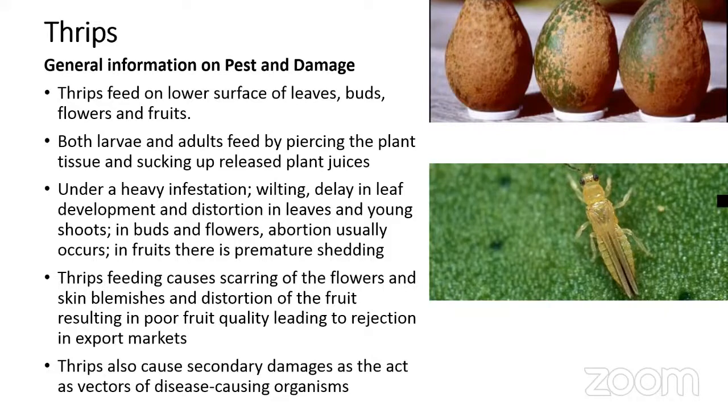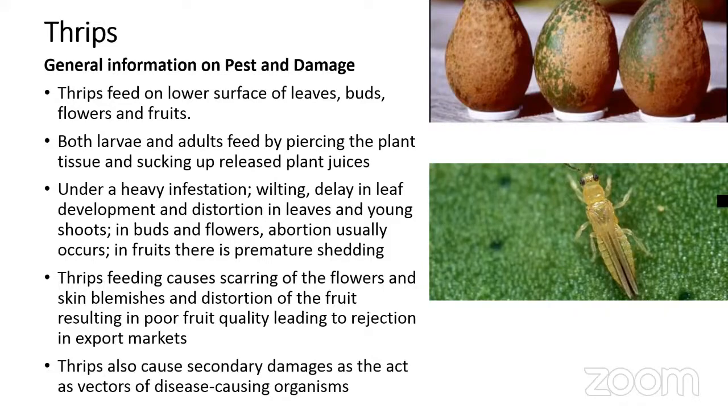Then both larvae and adults feed by piercing the plant tissue and sucking up, releasing the plant juices. So the feeding mode of the thrips is that they will pierce the fruit, then the sap will come out and they will start feeding. Under heavy infestation, you see wilting in the plant. There will be delay in leaf development and distortion in leaves and young shoots.